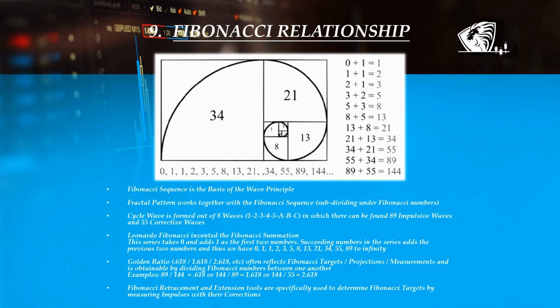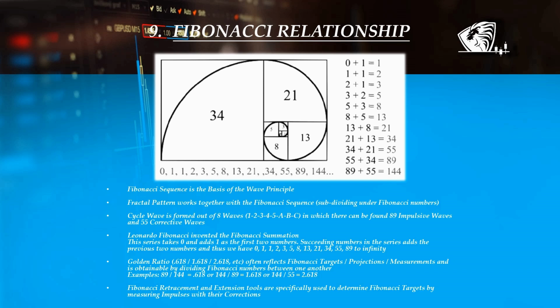The Fibonacci sequence is the basis of the wave principle. This is what Elliott concluded. Fractal pattern works hand in hand with the Fibonacci sequence, and in a full cycle of 8 waves, which are 1, 2, 3, 4, 5, ABC, we can find 89 waves in the impulsive patterns and 55 waves in the corrective patterns. Leonardo Fibonacci is the inventor of the Fibonacci summation.